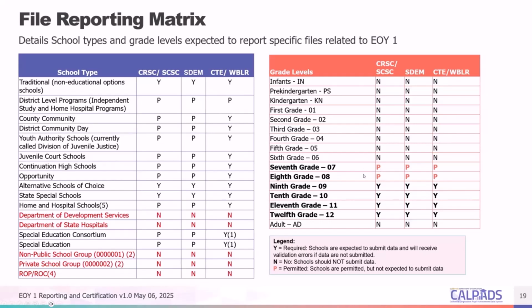If you have a CTE course or you get Carl Perkins funding, it could benefit you, right? But primarily grades 9 through 12, it's required for and it benefits. And so a lot of times you can submit this information. Maybe in future years it will be pertinent. But as of now, if you have 7th and 8th grades, it's not strictly required. All right. But if you have 9 through 12, the data is required for those grades.